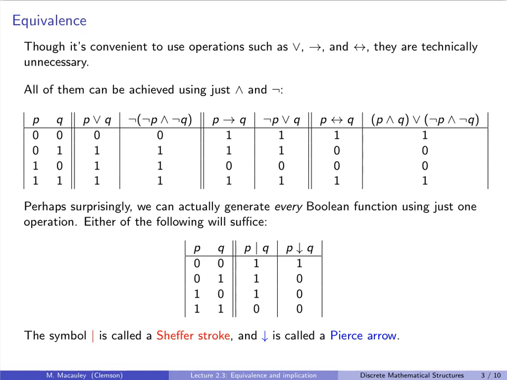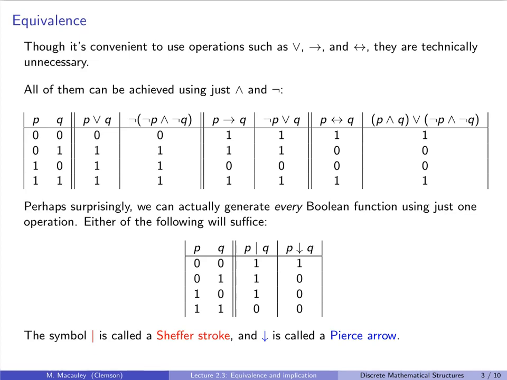So the first one is P with this vertical bar Q, and the outputs are 1, 1, 1, 0. And the next one is P down arrow Q, and the outputs are 1, 0, 0, 0. This vertical bar is called a Sheffer stroke, and this down arrow is called a Pierce arrow. So before I show you a more common name for these two things, we don't usually use these symbols or these names, let me motivate where these are coming from.